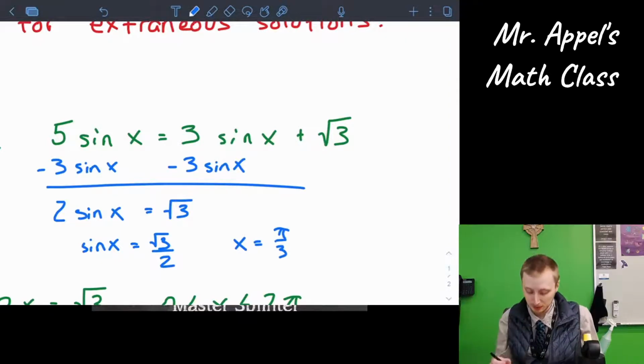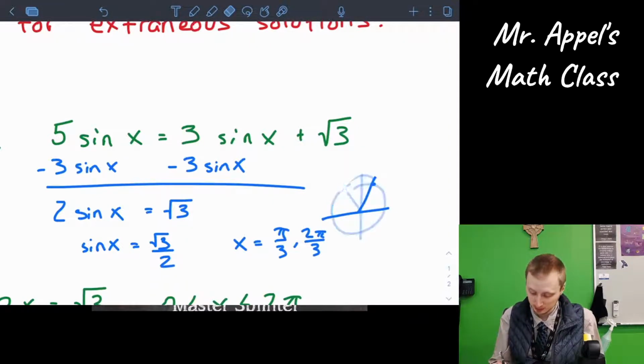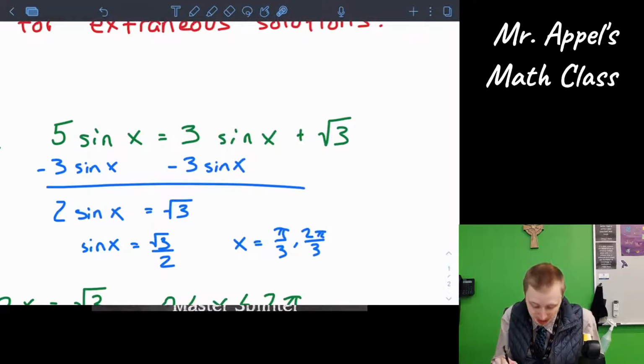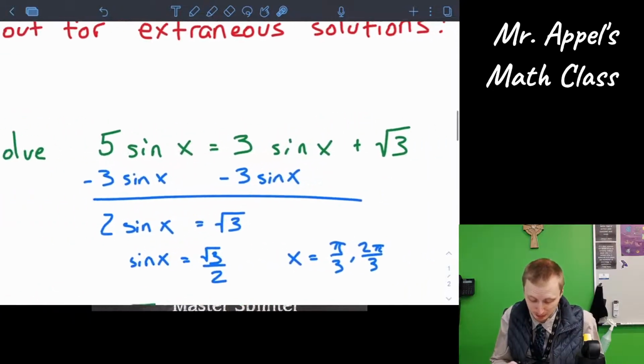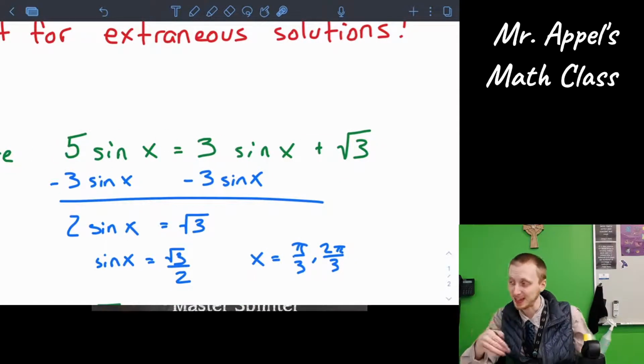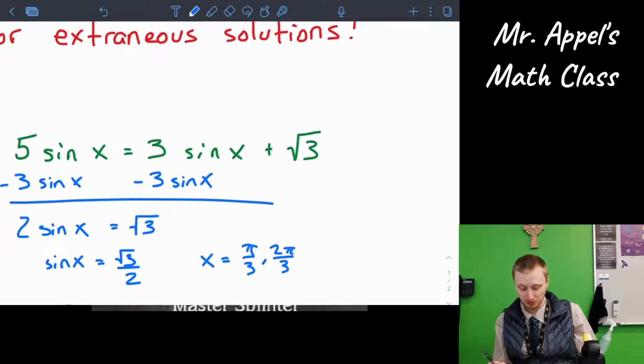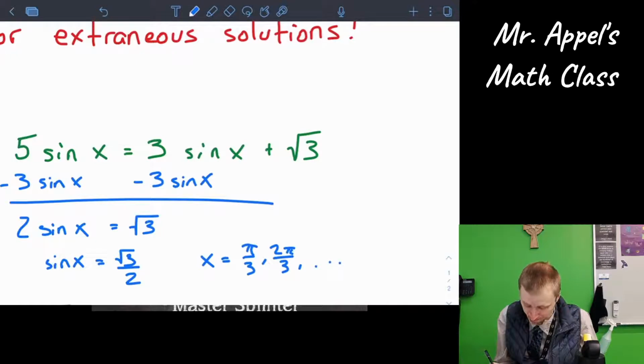Or you could keep going, right? Continue around that unit circle. So that's this one up here. We also have this one over here, which would be pi over 3, and then another pi over 3. 2 pi over 3 is the other one on your unit circle, and you could keep going. Right? Did it give me a bounds? Did it say find the solutions between here and here? No, it did not. I need infinitely many solutions. So I need to keep going.